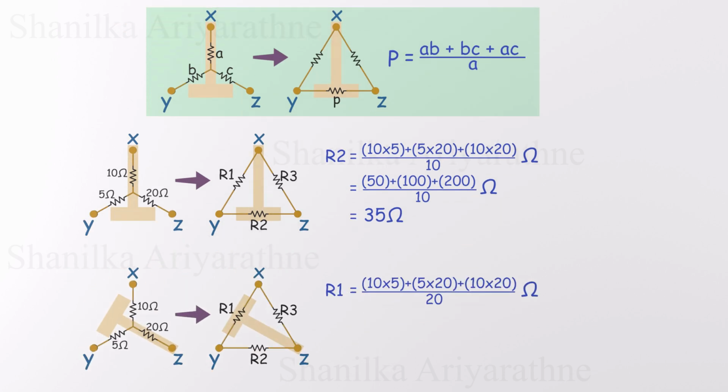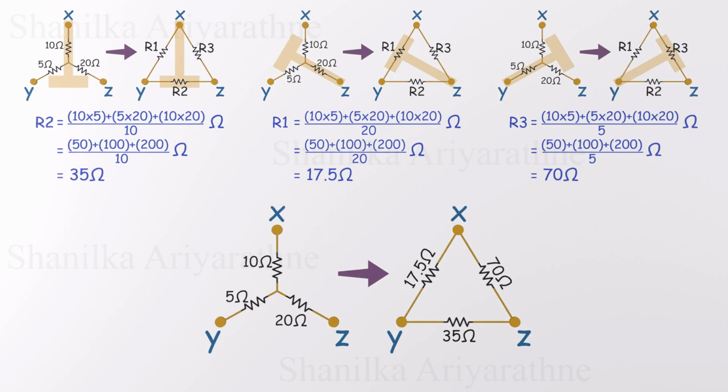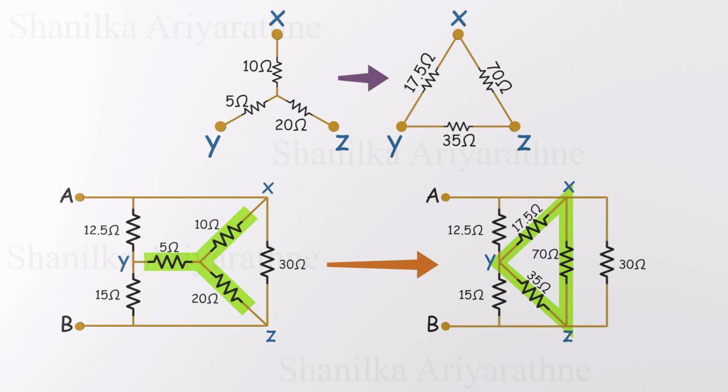Next up is R1, which sits between nodes X and Y, opposite the Y resistor at node Z. Using the same process, we calculate R1 equals 17.5 ohms. Finally, we have R3, running between nodes X and Z and opposite the Y resistor at node Y. Apply the formula one more time, and we get R3 equals 70 ohms. With all three delta resistor values now calculated, the Y to delta transformation is complete. We can now replace the original Y configuration with an equivalent delta, maintaining the exact same electrical behavior, but giving us a version of the circuit that's much easier to work with.